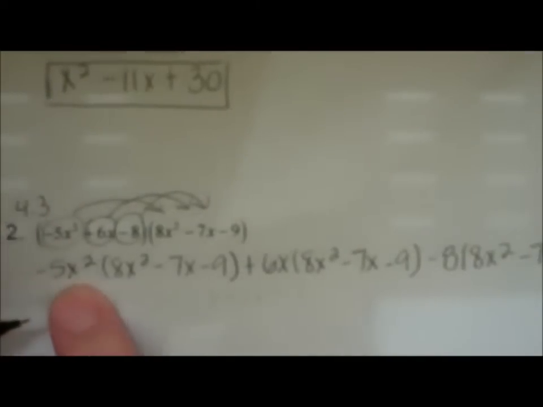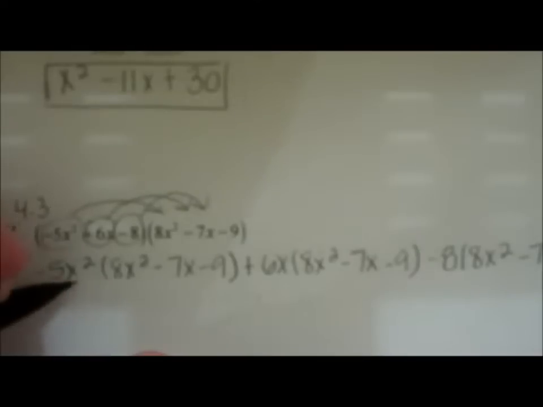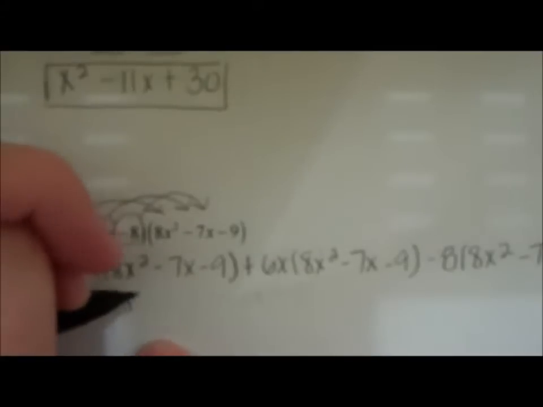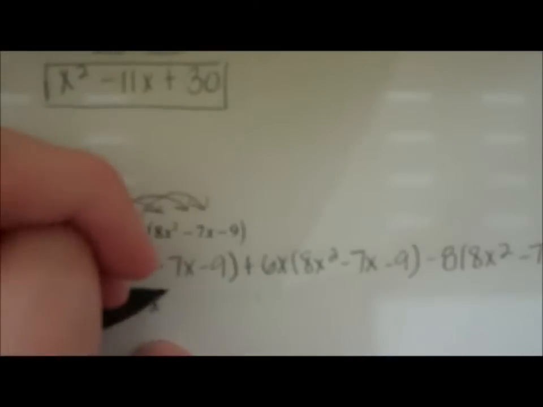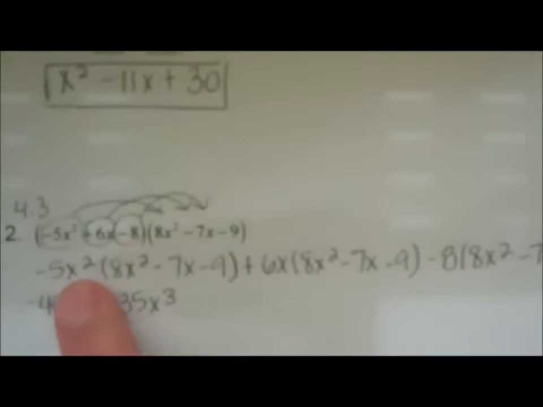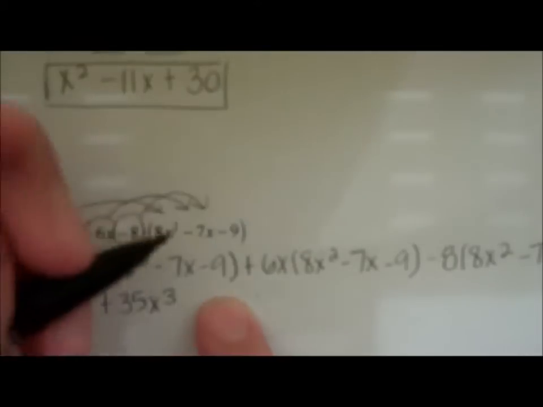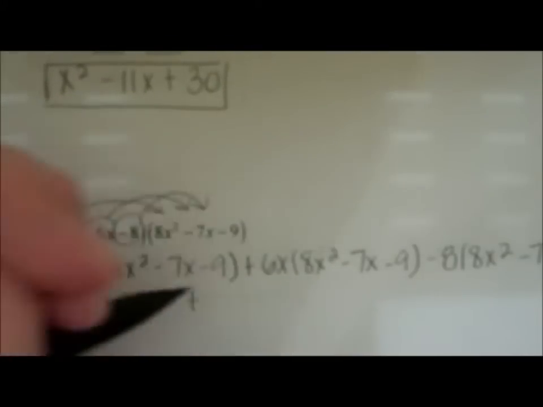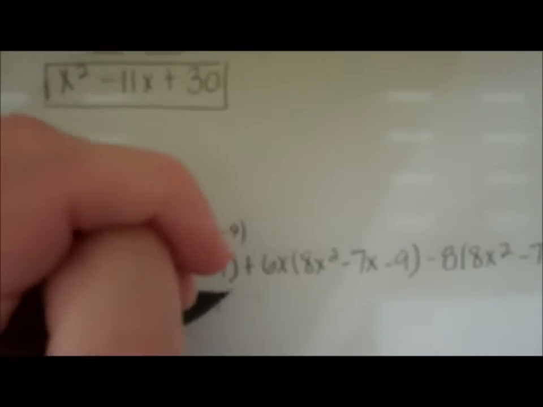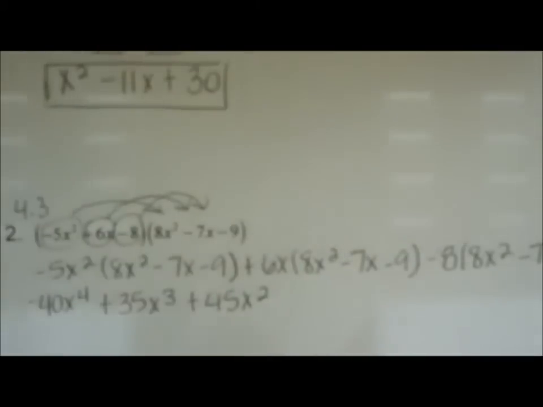Now, from here, what I'm going to do is take this negative 5x squared and distribute it to each one in the parentheses. So negative 5x squared times 8x squared is negative 40x to the fourth. Negative 5x squared times negative 7x is positive 35x cubed. Negative 5x squared times negative 9 is positive 45x squared.